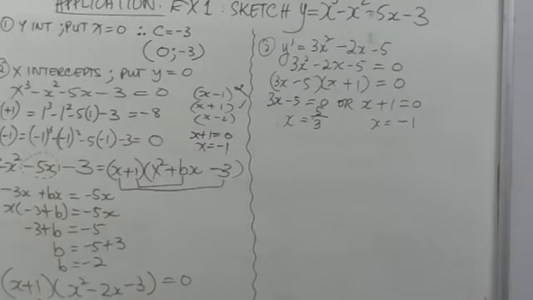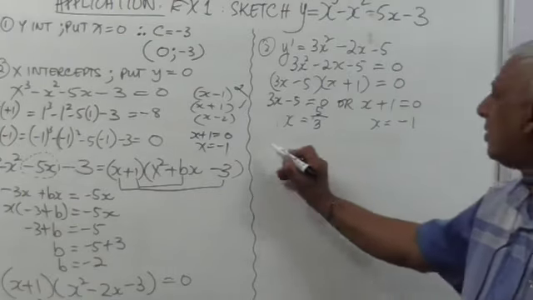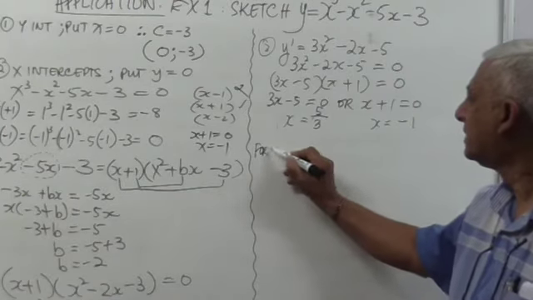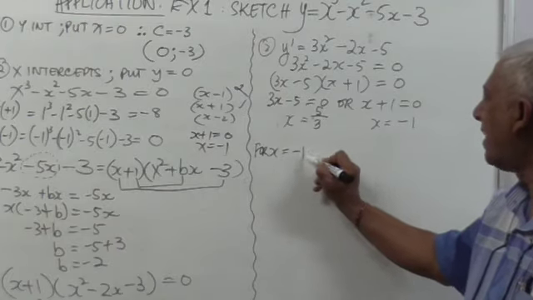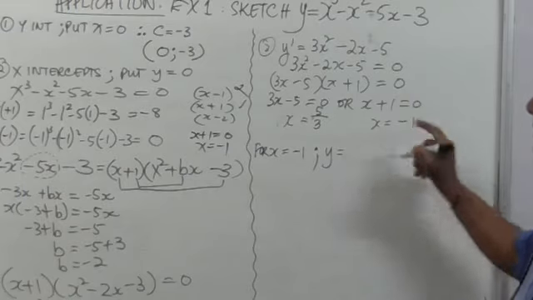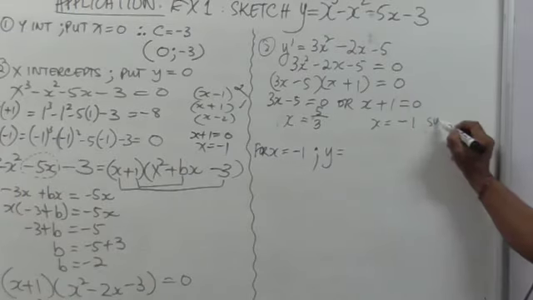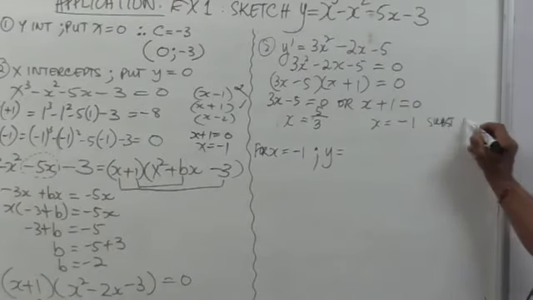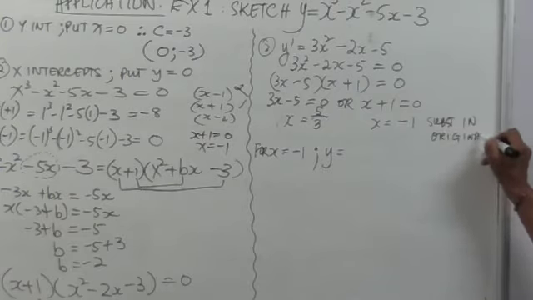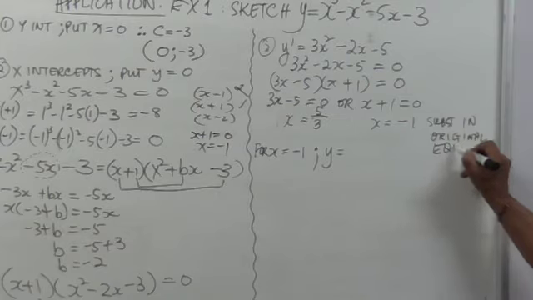Now you are looking for the stationary points. For x equal to minus 1, y is equal to, now you substitute in the original equation.